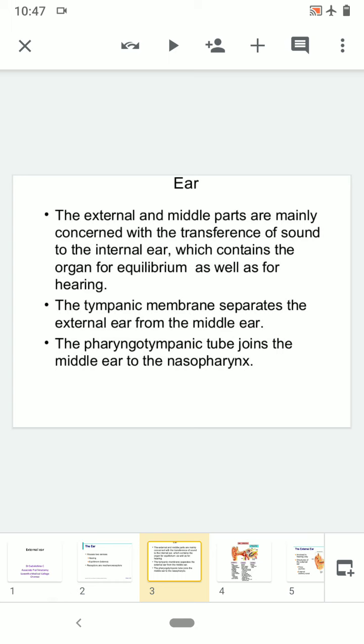You have the external ear, the middle ear, which is concerned with transference of sound, and the internal ear, which contains the organ for equilibrium as well as the end organ for hearing. The tympanic membrane separates the external ear from the middle ear. The pharyngotympanic tube, the eustachian tube, joins the middle ear to the nasopharynx to keep the atmospheric pressure and the pressure behind the tympanic membrane equal. Otherwise the vibrations of the tympanic membrane won't be picked up.